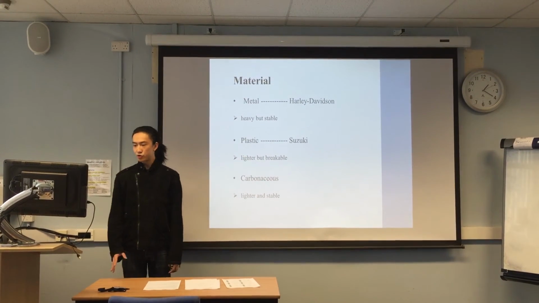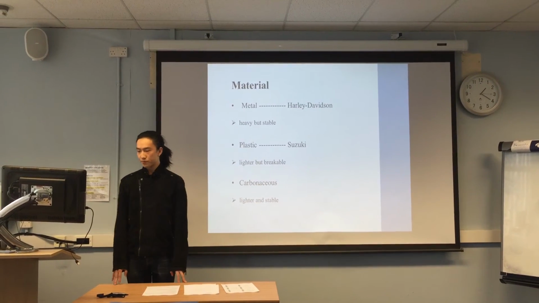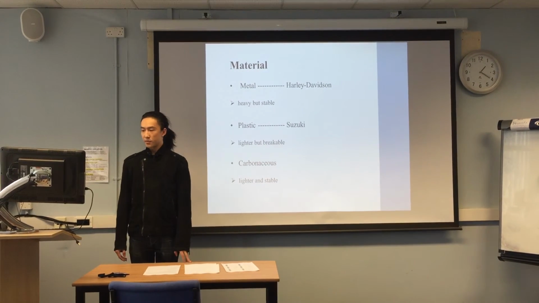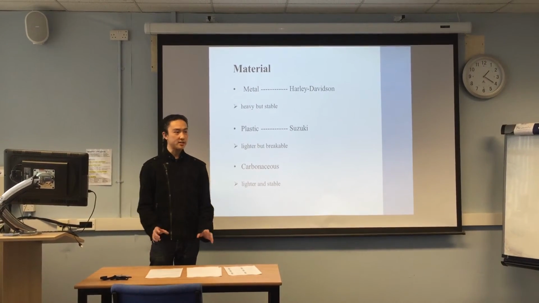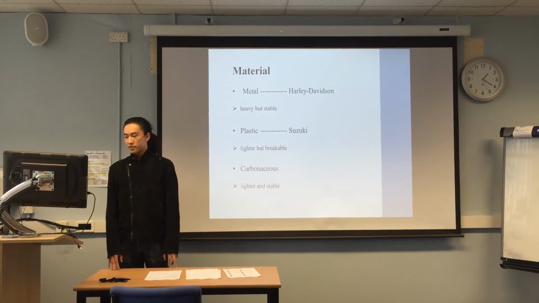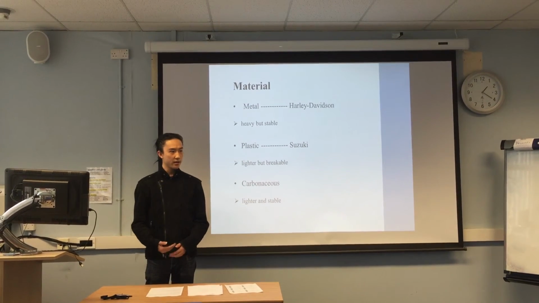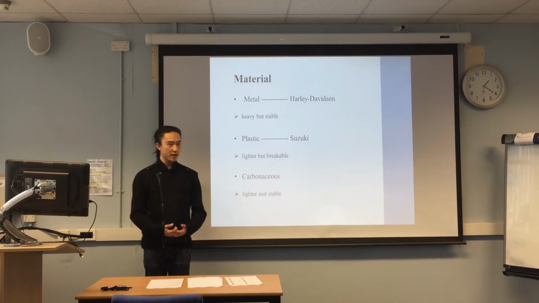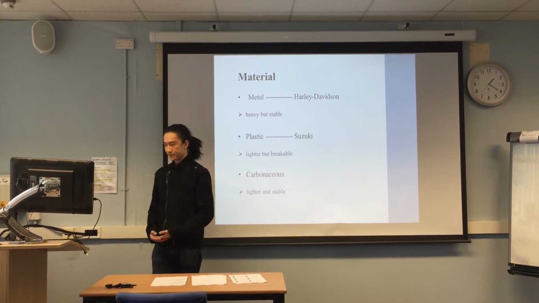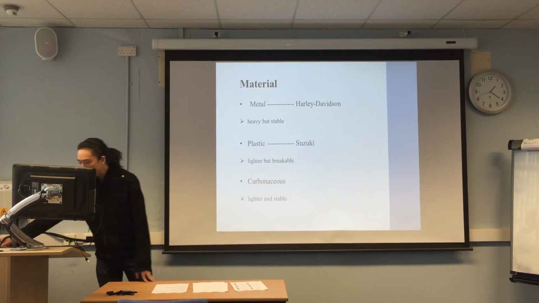And Suzuki, the Japanese motorcycle brand, used to like to use plastic, the light materials, to build motorcycles, but it sacrificed the stability of the motorcycle. So there is an invention, carbon nexus. It combines the strength of metals and the lightness of plastic. So I think it's the best material we can use.